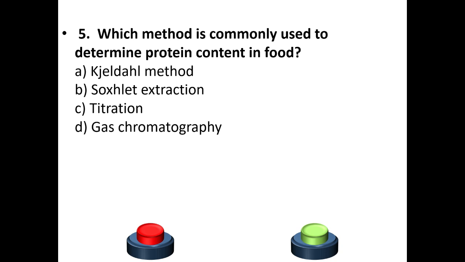Fifth question, which method is commonly used to determine protein content in food? A. Kjeldahl method, B. Soxhlet extraction, C. Titration, D. Gas chromatography. Which is the answer? Your answer is A. Kjeldahl method.